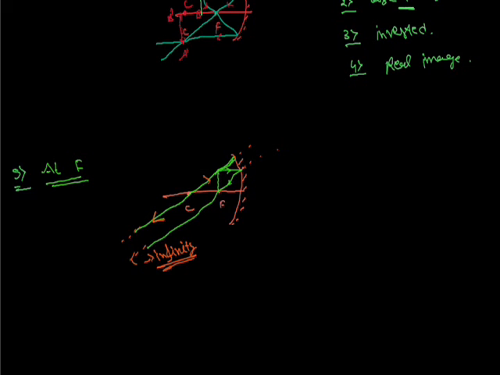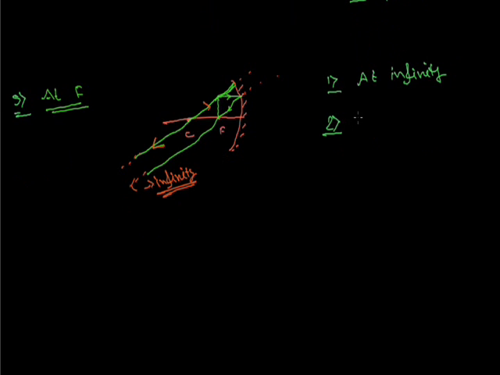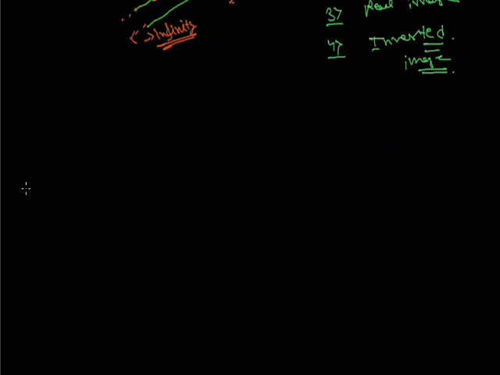So just comment on the characteristics of the image. First, the image is at infinity, and second one is large in size, or we can say magnified in nature. Third one is the image will be a real image. And the sixth position is this.